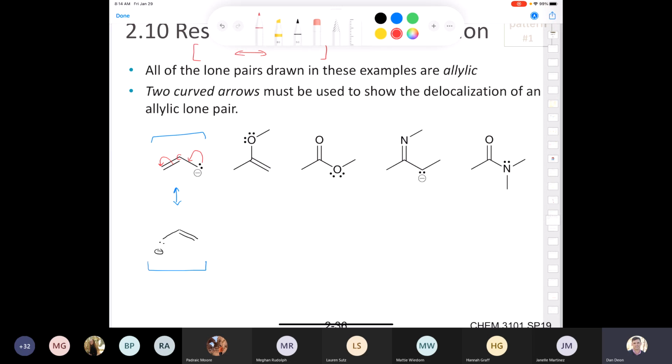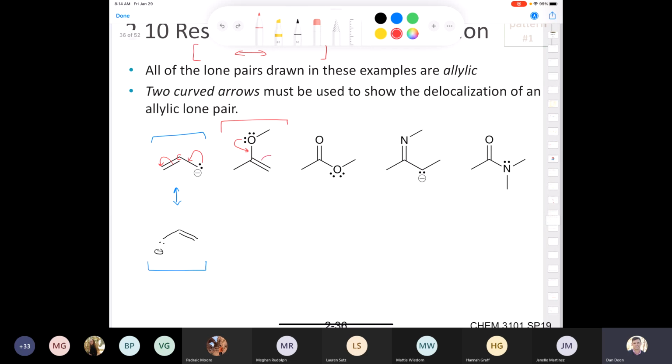If we look at the second one, you can see that we have 2 allylic lone pairs. We're only going to move one of them, it doesn't matter which one, but you can see it goes lone pair, single bond, double bond. So how am I going to do it? I'm going to draw the tail on the lone pair. It's going to go in between the carbon and the oxygen, which would cause the carbon to exceed the octet rule.